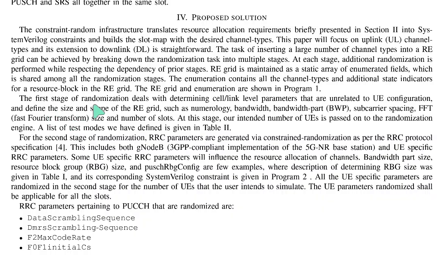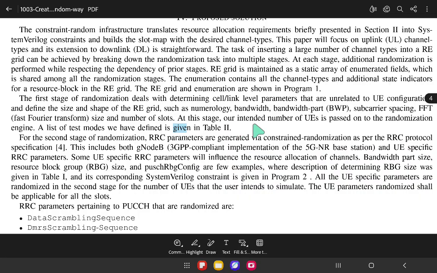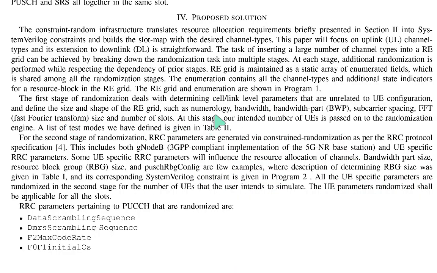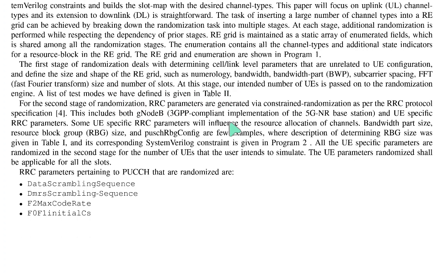The first stage of the randomization deals with determining cell and link level parameters that are unrelated to UE configuration and define the size and shape of the RE grid, such as numerology, bandwidth part (BWP), subcarrier spacing, FFT (fast Fourier transform) size, and number of slots. At this stage, our intended number of UEs is passed to the randomization engine. A list of test modes we have defined is given in Table 2.